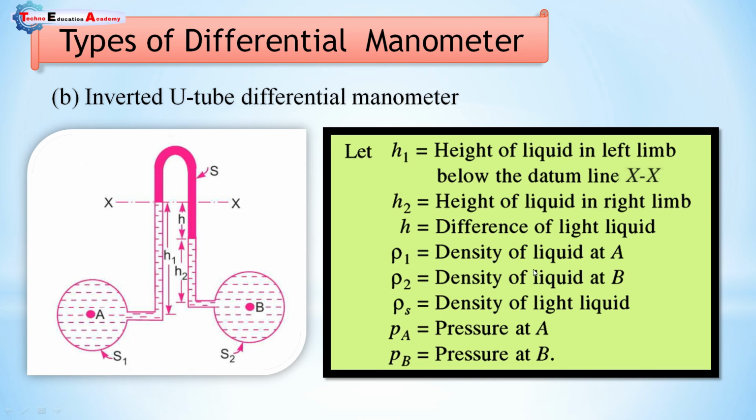Rho 1 is the density of liquid at A. Rho 2 is the density of liquid at point B. Rho S is the density of the light liquid. Here we are considering a light liquid in the inverted U-tube differential manometer. Pa is the pressure at point A and Pb is the pressure at point B.